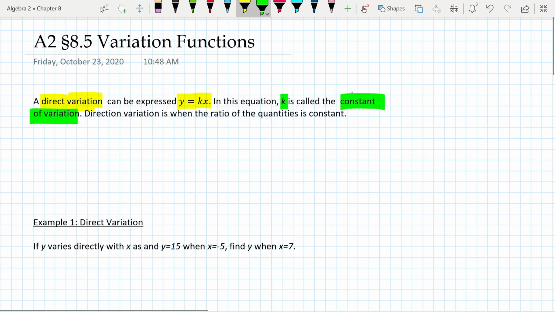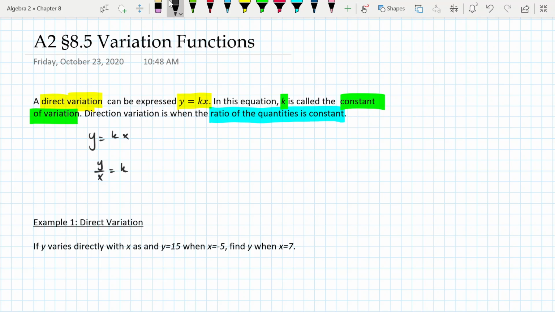One way to describe this is also by saying the ratio of the quantities is constant. So think about this equation, y equals kx. Divide both sides by x, you have y over x equals k. The ratio of two quantities, x and y, is constant.